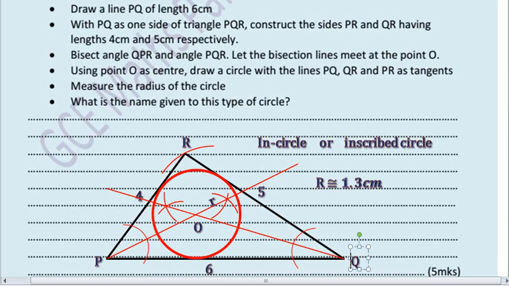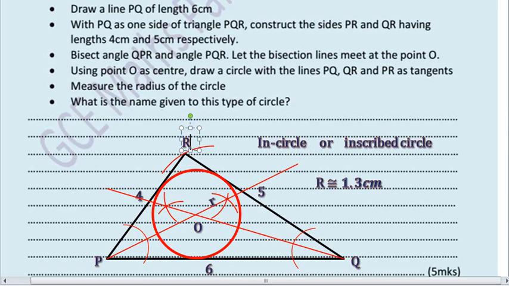When I place it at P, I now open it out to 4 centimeters. The construction line there is not visible. I place it at P and open it out to 4 centimeters. The points where this arc will cross with the other one from Q at R, I will link them to form my triangle PQR. And this PR is 4 centimeters and RQ is 5 centimeters.